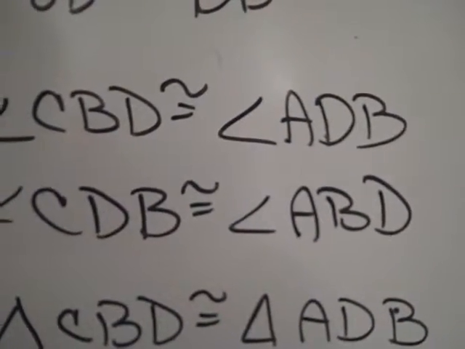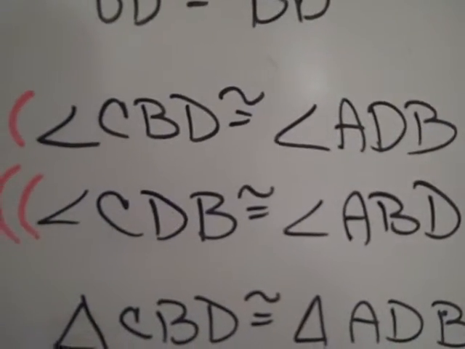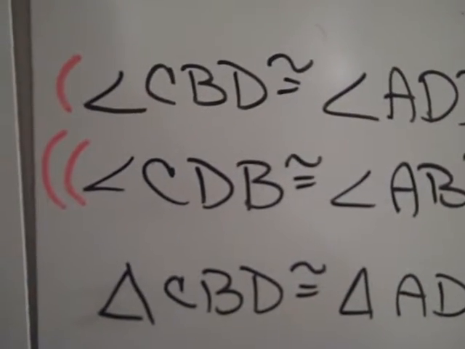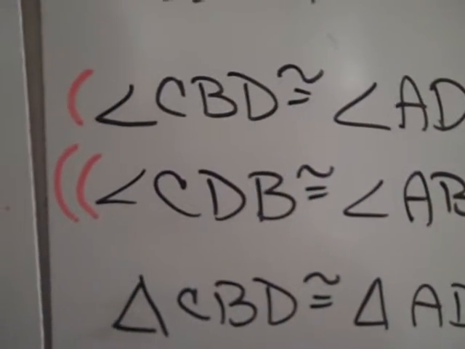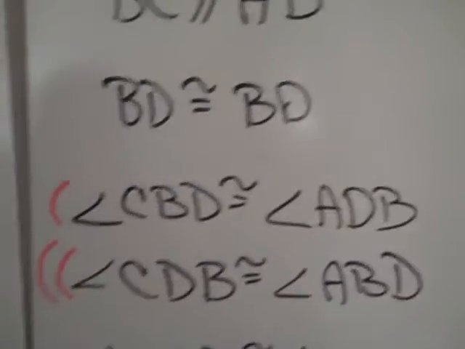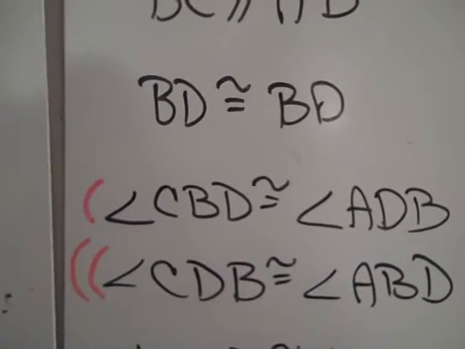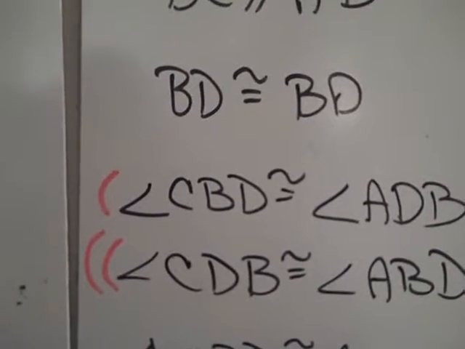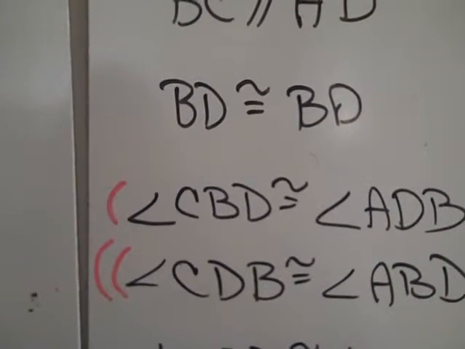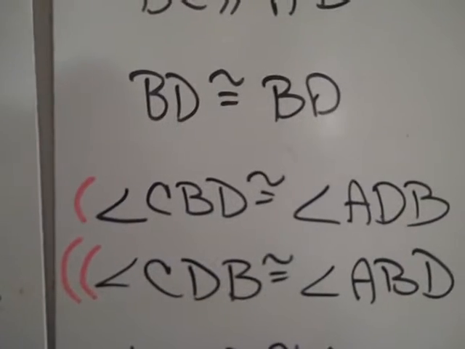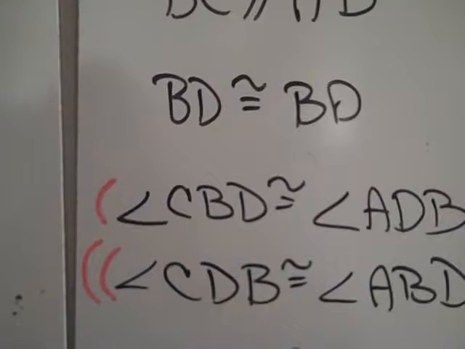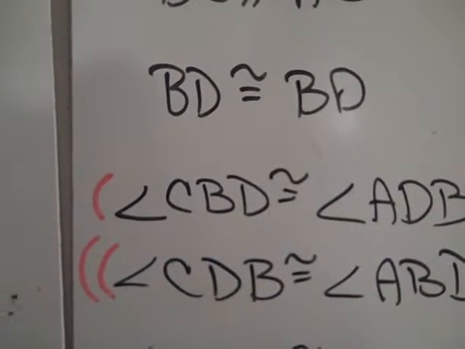But the issue is, why? We have 4 different congruency theorems: side, side, side; side, angle, side; angle, side, angle; and angle, angle, side. Now, looking at our 3 congruency signs, you can see that we have 2 pairs of angles and 1 pair of sides. So that means that it can't be side, side, side, and it can't be side, angle, side. So that means it has to be either angle, side, angle, or angle, angle, side.